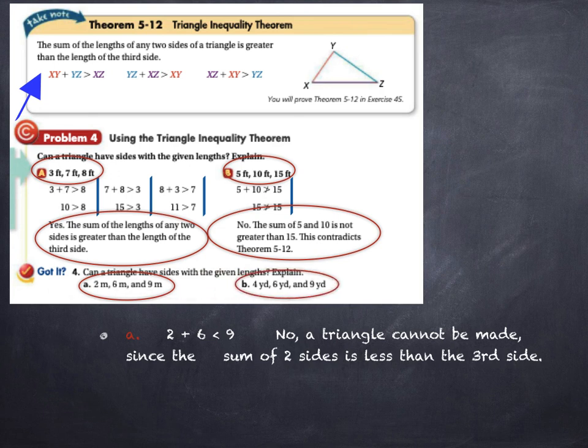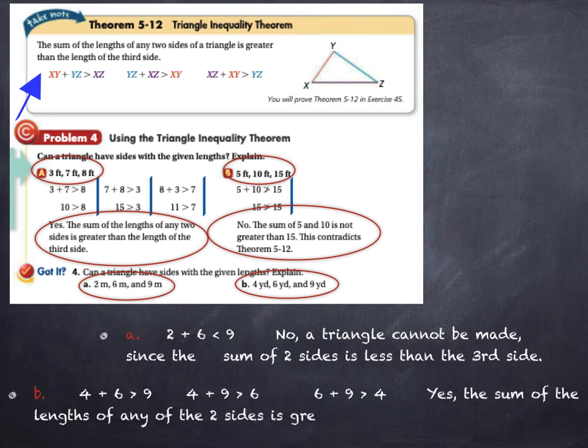Okay, so let's have example B: 4 yards, 6 yards, and 9 yards. Let's add any 2 sides and compare it with the remaining third side. 4 plus 6 equals 10. It is greater than 9. 4 plus 9 is 13. It is greater than 6. And 6 plus 9 is 15. It's greater than 4. So yes, the sum of the lengths of any 2 sides is greater than the third side.